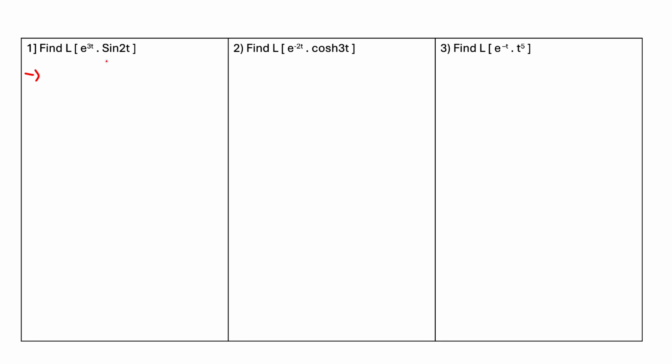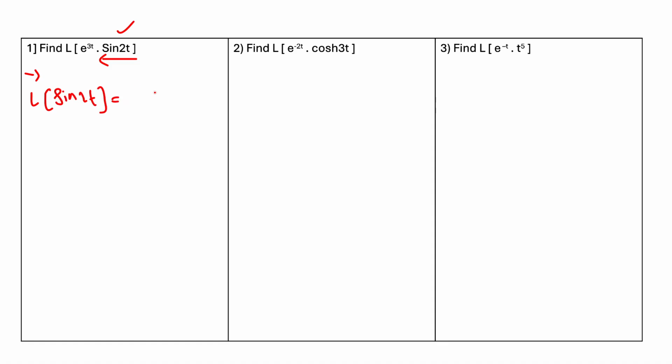You can see here sine 2t is the function, and e raised to 3t is multiplied to sine 2t. In Laplace transform, always remember this, we always start from the last term. We have to start from the backside. Initially you have to find the Laplace of the last term, which means sine 2t. So initially I am finding the Laplace of sine 2t.